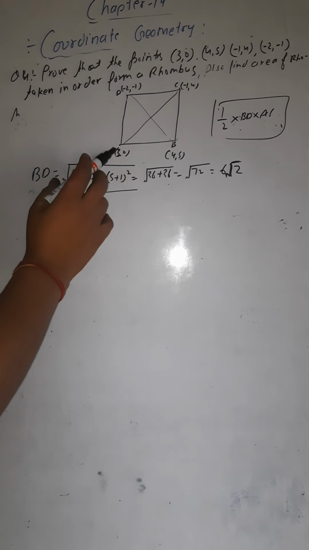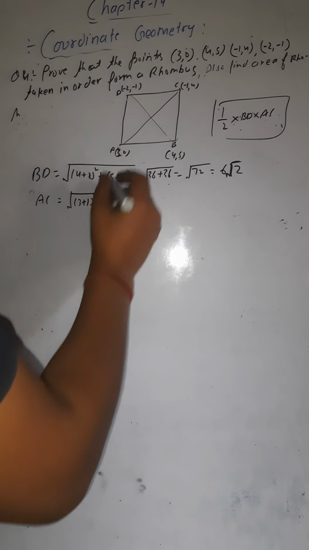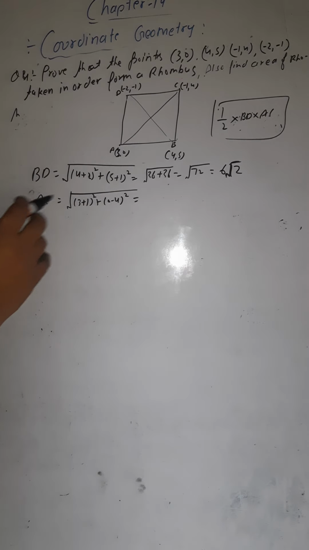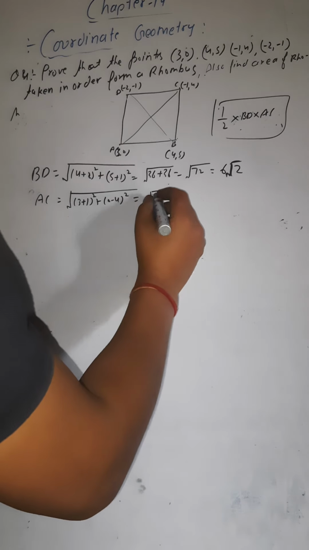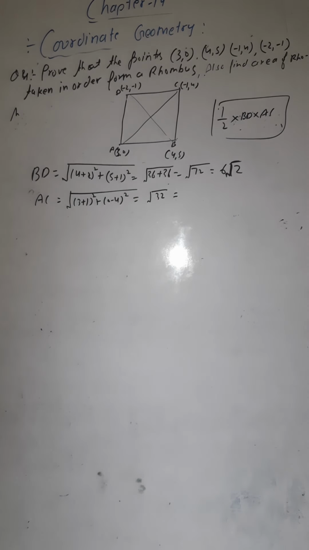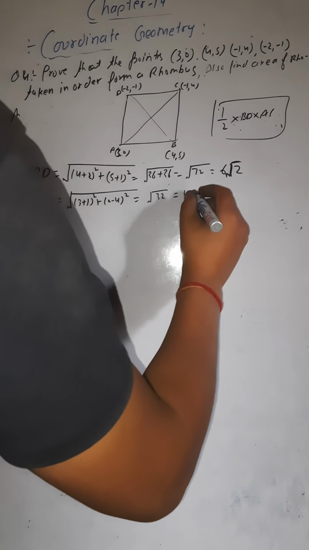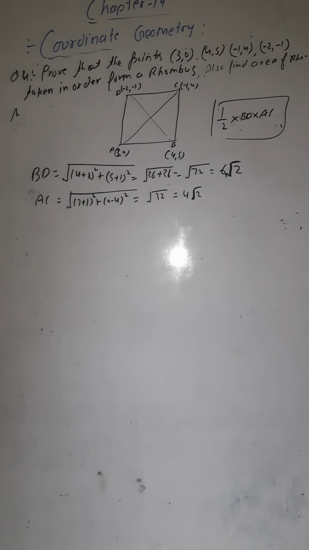AC is this much, under root of (3 plus 1) whole square, then (0 minus 4) whole square. So 3 plus 1 is 4, square of 4 is 16. This is also 16. 16 plus 16 is under root 32. Under root 32 can be written as 4 under root 2, because 4 4 is 16, 16 2 is 32. So this is AC.